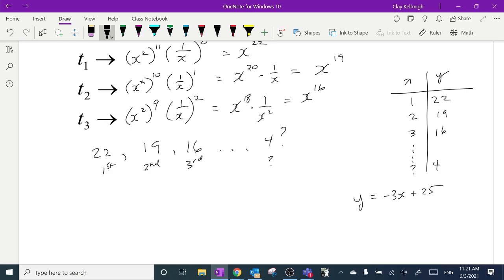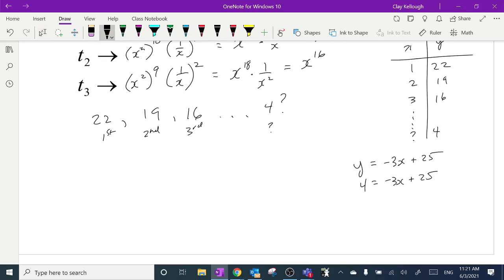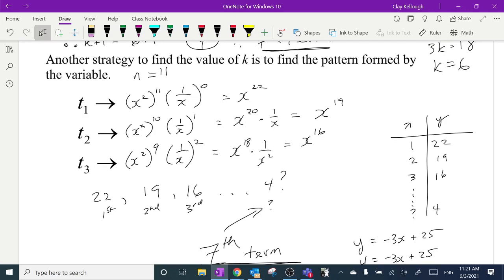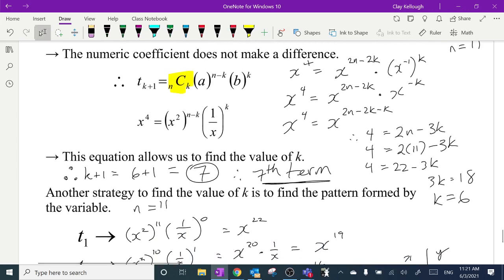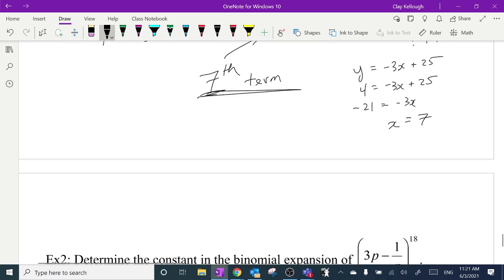Oh, my computer's making weird noises. Okay, so y is equal to, I would like to know when y is 4. Right? And so that would be 4 minus 25, that's negative 21, is equal to negative 3x. So x equals 7, so therefore that will be the 7th term. So there you go. Two completely different ways to approach the same problem. You can count, or you can use the formula. Both of them give you 7. They both kind of have tricks to them, right? But there you go. That's one type of problem we can do with this stuff.